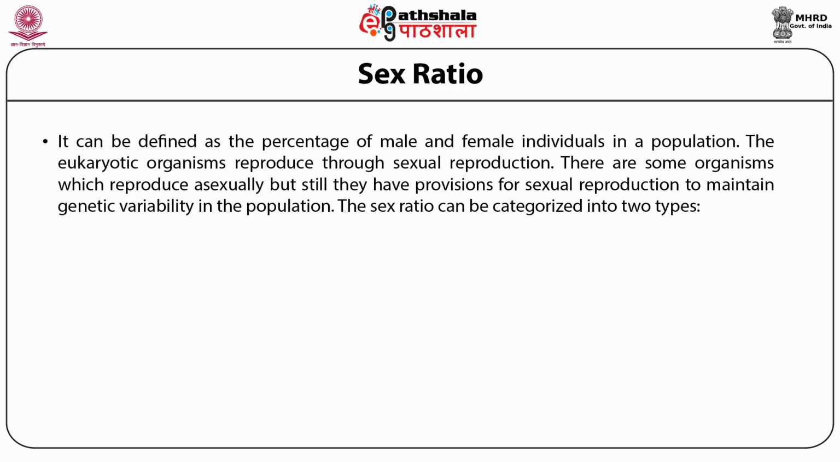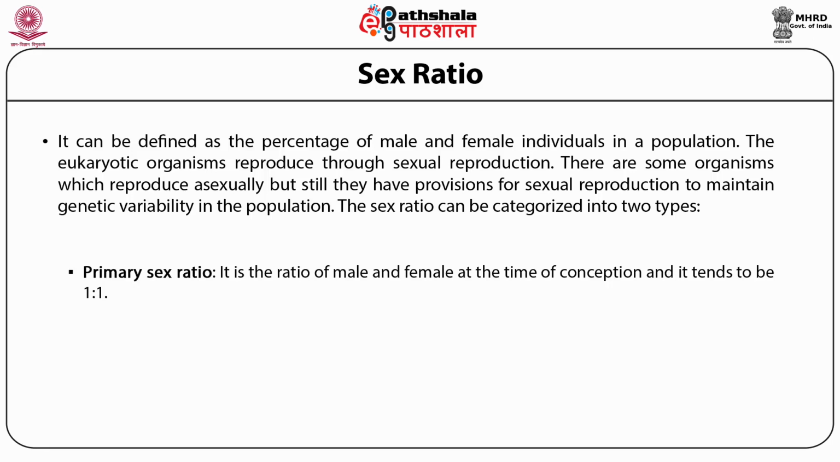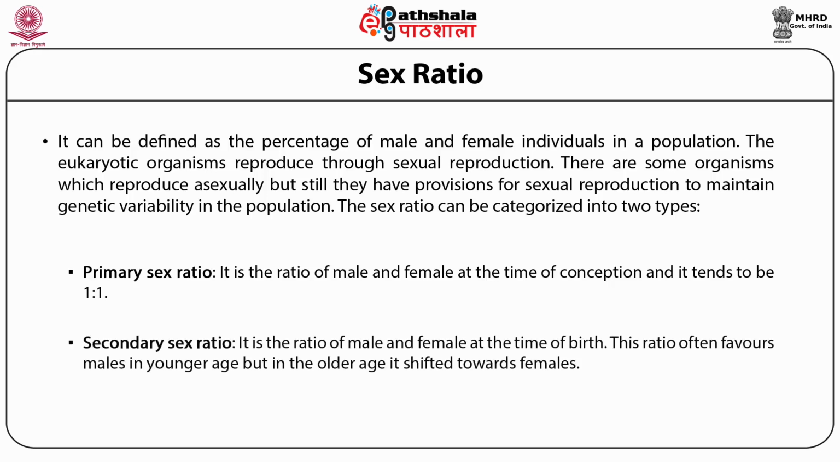Sex ratio can be defined as the percentage of male and female individuals in a population. The sex ratio can be categorized into two types. First is the primary sex ratio. It is the ratio of male and female at the time of conception, and it tends to be 1:1. Second is the secondary sex ratio. It is the ratio of male and female at the time of birth.